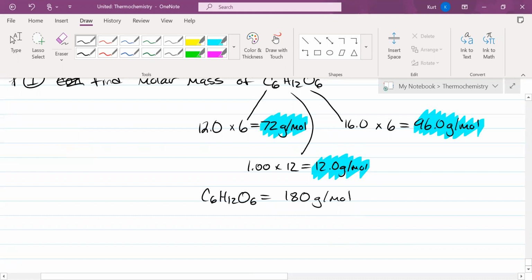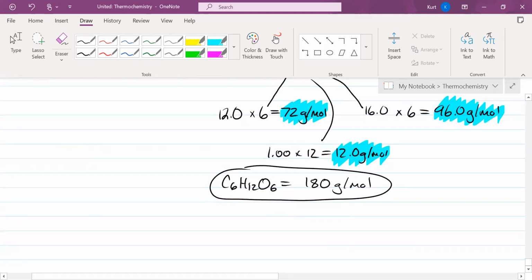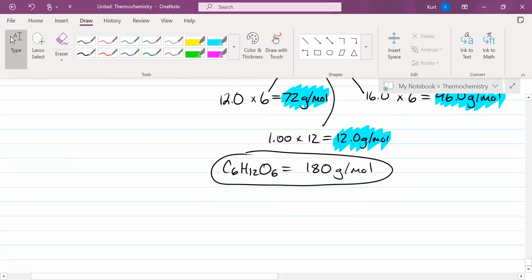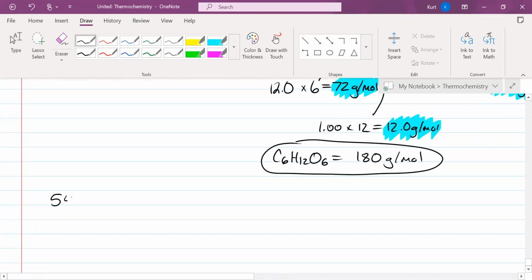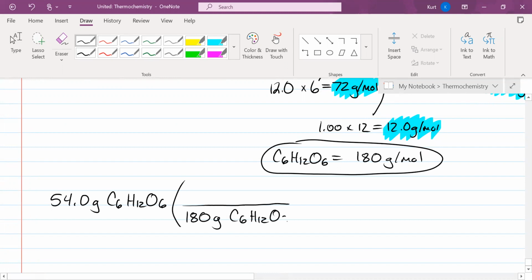That is going to be your conversion. You need to know how to come up with that. That's first semester stuff. So let's do that problem. I have 54.0 grams of C6H12O6. 180 grams of C6H12O6 is going to be equal to 1 mole of C6H12O6.